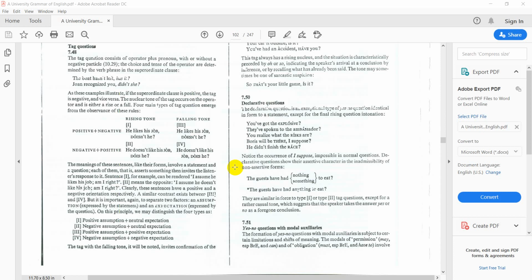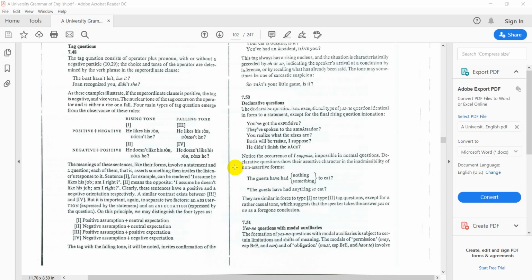Of course, because they are declarative, it is not accepted to use non-assertive forms with them. Because in nature they are not questions, they are statements. So usually we use assertive forms with them, especially if the statement is not negative.